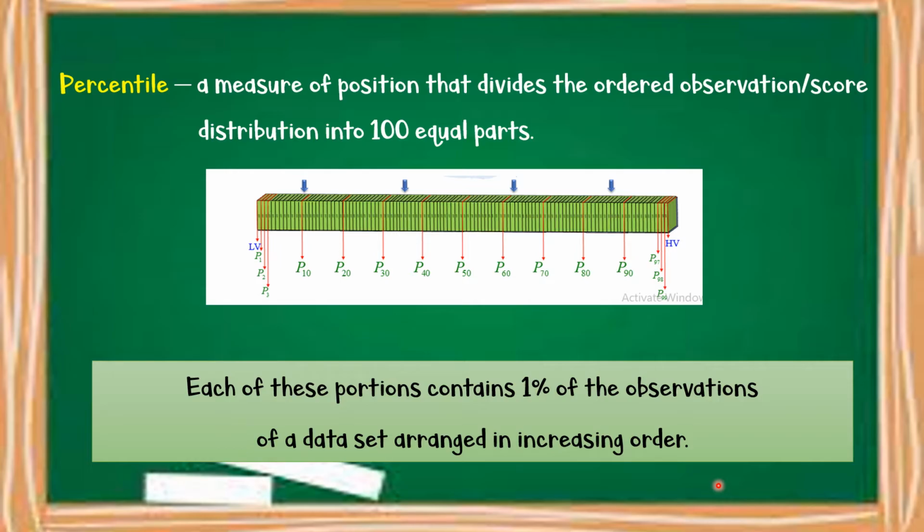For percentile, it's a measure of position that divides the ordered observations or score distribution into 100 equal parts. Remember, when we say percent, it means it is based on 100. And each of these portions contains 1% of the observations of the dataset arranged in increasing order. So this is how it looks when you illustrate the percentile.